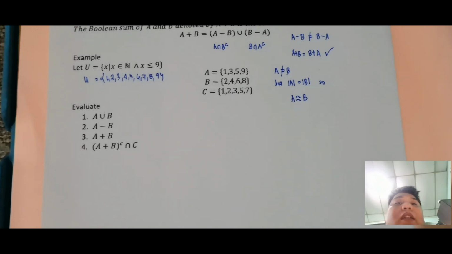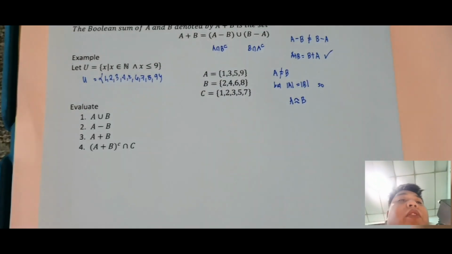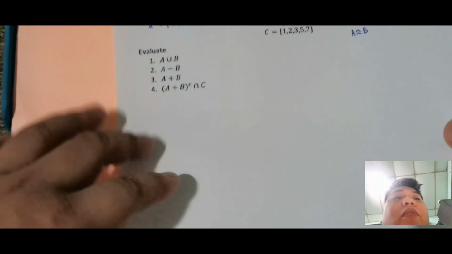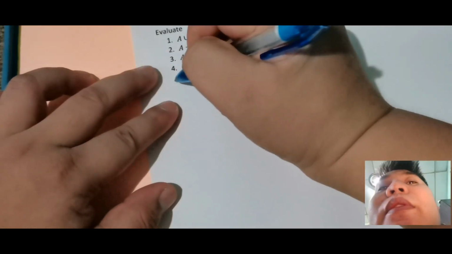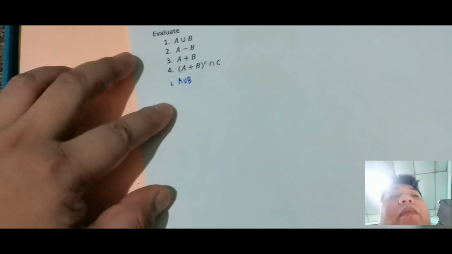Ang goal talaga natin is evaluate itong mga to. Number 1, A union B. Number 2, A minus B. Number 3, A plus B. Number 4, A plus B complement intersection C. Start tayo sa 1, A union B. Note, ito yung given na U, at obvious naman lahat yan part ng U. For number 1, that is A union B.